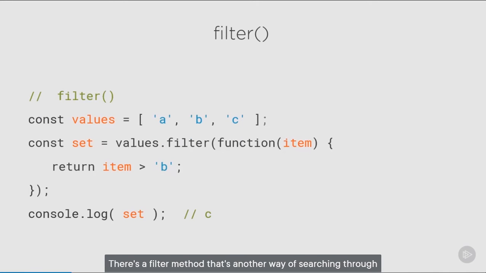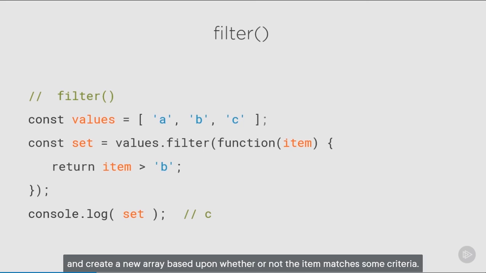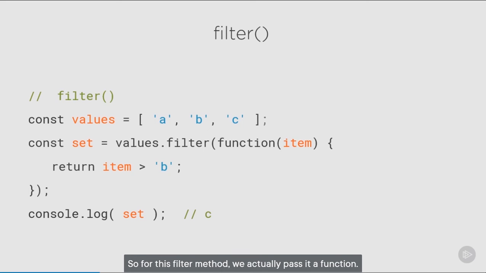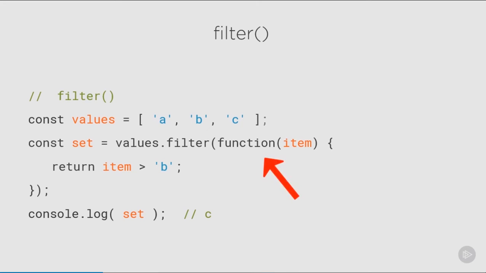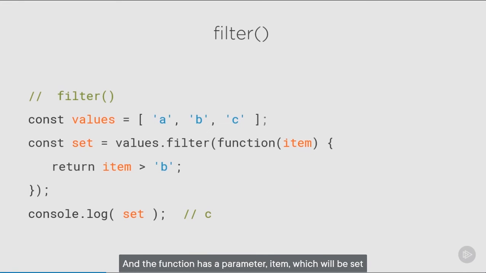There's a filter method that's another way of searching through an array and creating a new array of values that fit some kind of criteria you're looking for. This is a little bit more complex. We'll see why. So we start off with our values, and we want to execute values.filter. We want to go through this entire array, item by item, and create a new array based upon whether or not the item matches some criteria. So for this filter method, we actually pass it a function. And the function has a parameter item, which will be set one by one to each element of the array. So the first time this function is called, item will be A. And then the second time it'll be called, the item will be B, and so on.